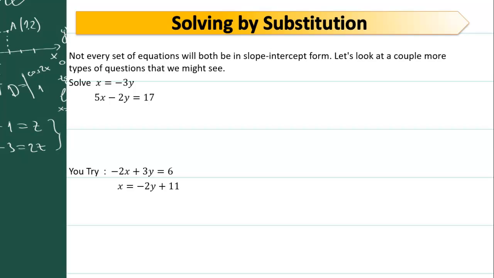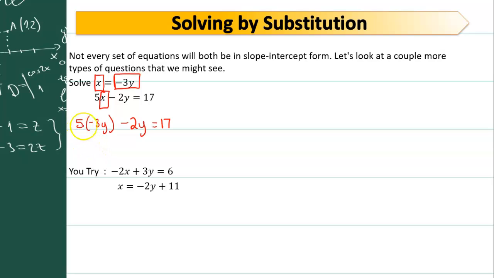All right. Not every set of equations will both be in slope-intercept form. So remember, what we said was we're looking for a variable that's already isolated. So what I see is that x is already isolated, and x is equal to the expression negative 3y. What that means is I'm replacing x in the other equation. So this becomes 5 times negative 3y minus 2y equals 17. I don't need to really distribute because there's no plus or minus inside the parentheses.